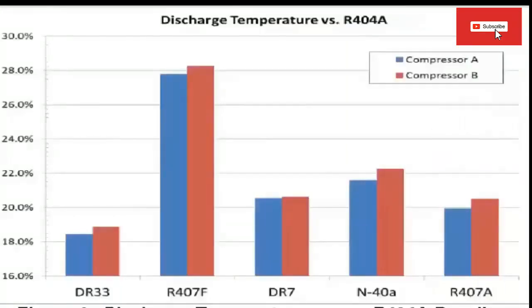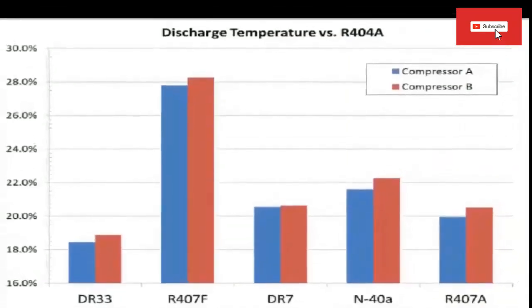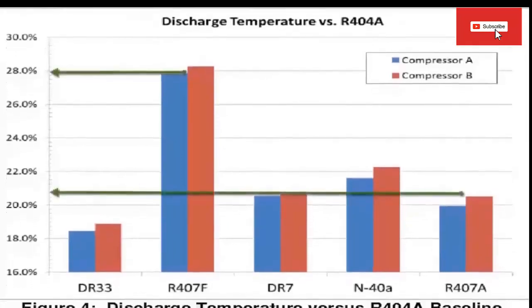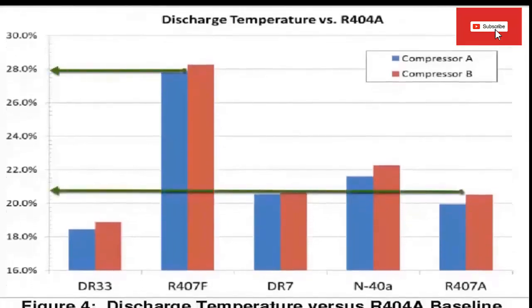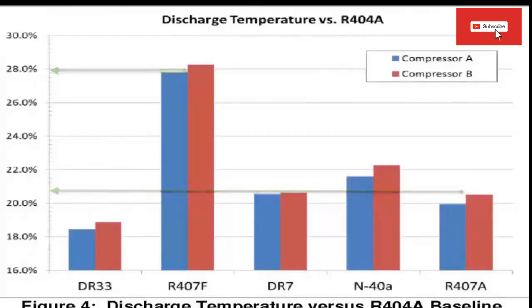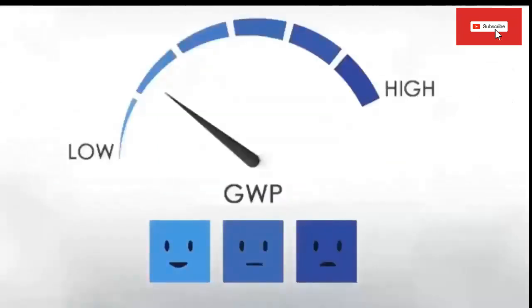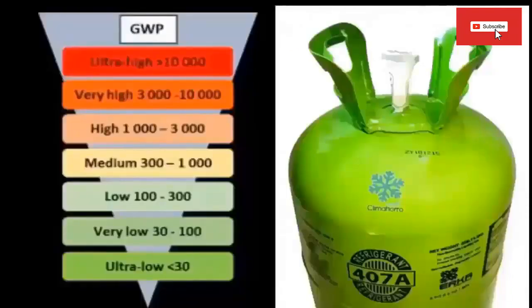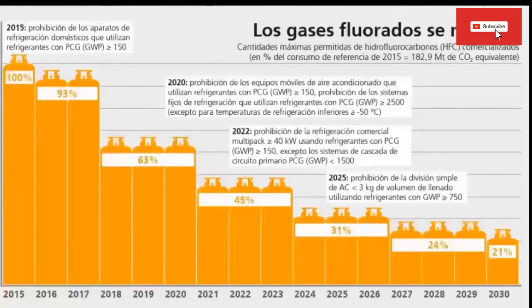But not everything is perfect with R407A. Although the discharge temperature of R407A is higher than R22, R404A and R507, it is much lower than that of R407F. It is also important to mention that the main enemy of R407A is its high value of global warming potential, GWP. In this case, we are not only referring to the disadvantage due to the environment, but also the fact that for this reason its use is condemned to a few years of availability on the market.